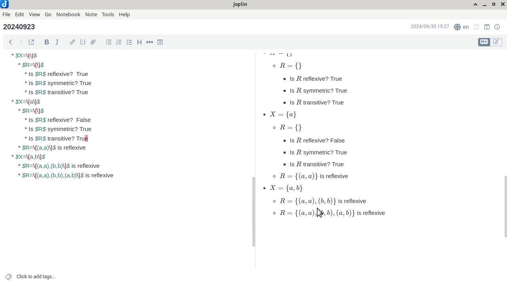So now we look at the other one, this one here. In this case, there are two subcases. So now I'm just going to add to this and say, okay, it is reflexive. Let's answer the current question first. Is it transitive? So we are looking at this case here. X has A and B in it. R has AA as a two-tuple. It also has BB as a two-tuple. Is it reflexive? Is it transitive?